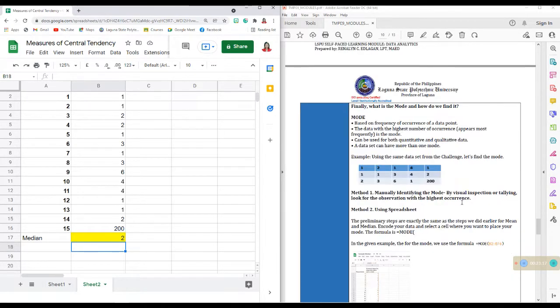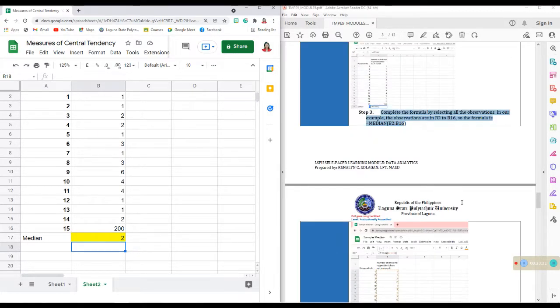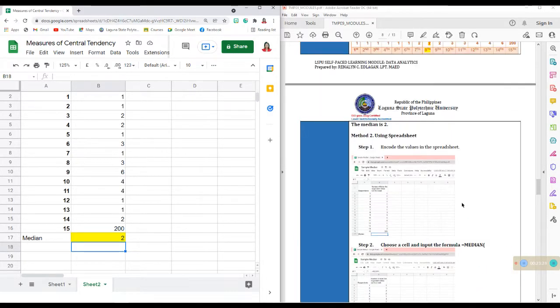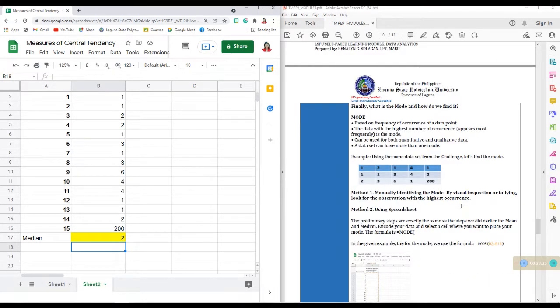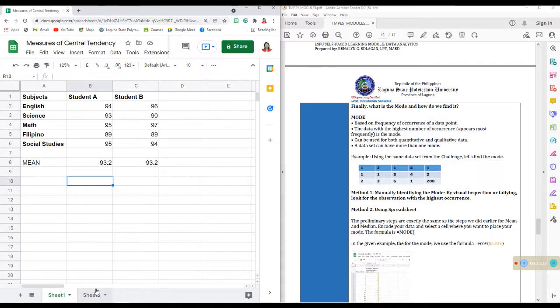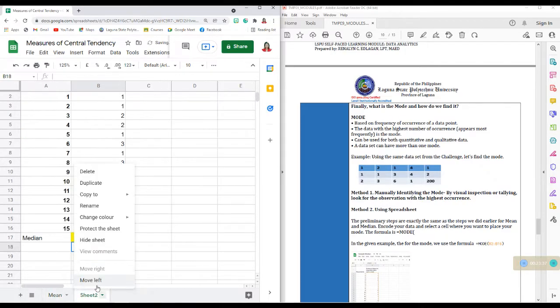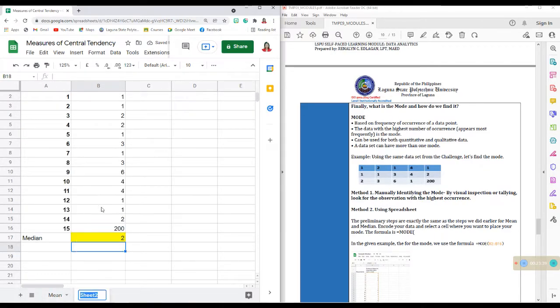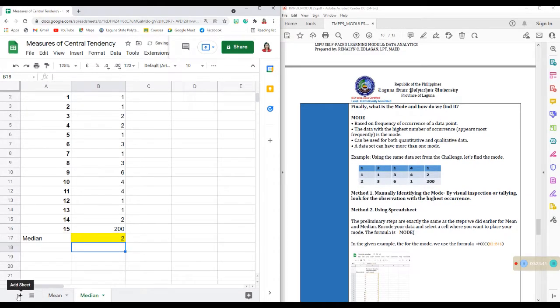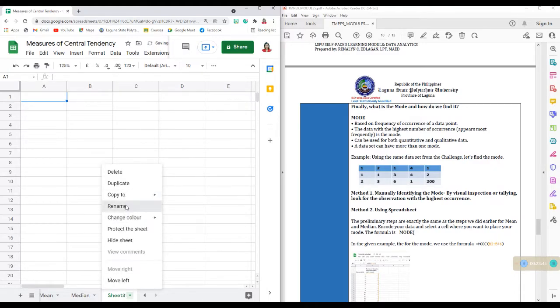Okay. Now, doon naman tayo kay mode. Ayan. Tapos na tayo dito kay mean. Sa sheet 1, lagyan ko nga siya ng pangalan. Ito yung sample natin kay mean. Sheet 2, rename. Ito yung para kay median. So, dito tayo sa dulo. Rename. Ito naman yung para kay mode. Okay.